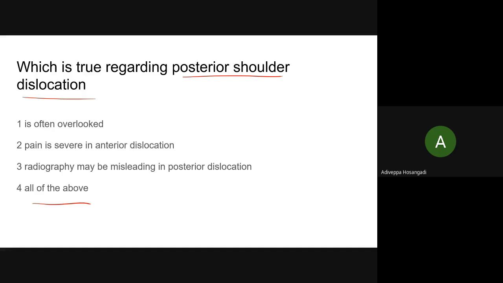Most commonly, remember, posterior dislocation is seen in a patient with convulsions or electric shock. He will go for adduction and internal rotation of the shoulder. In severe convulsion the patient is unconscious and will not know whether the shoulder is dislocated. Pain is severe in anterior dislocation as compared to posterior. Posterior is less painful and often overlooked, because in anterior dislocation the patient comes holding his arm.